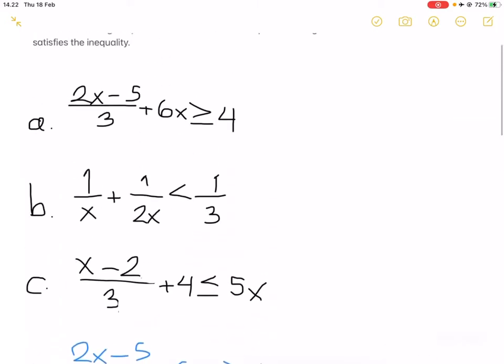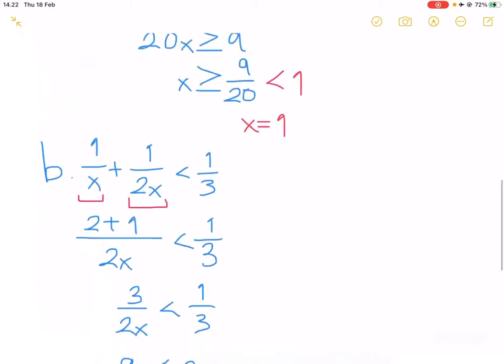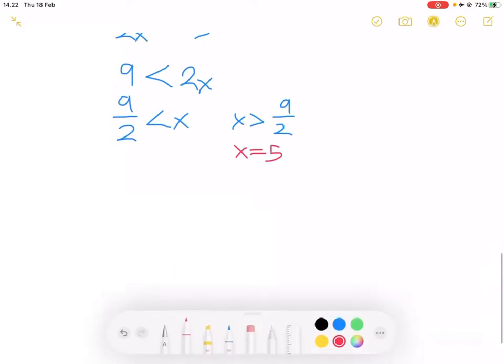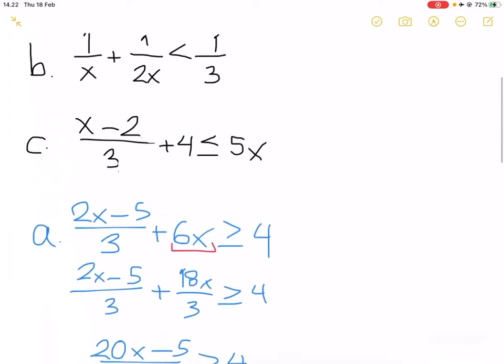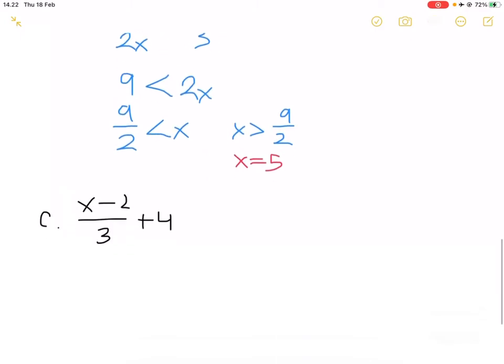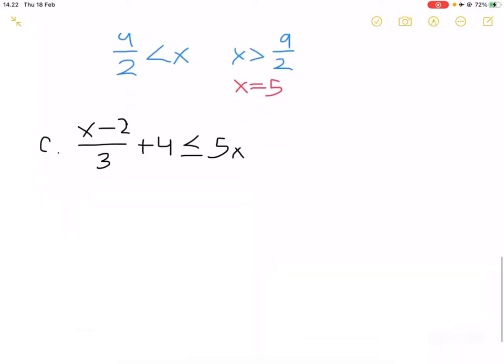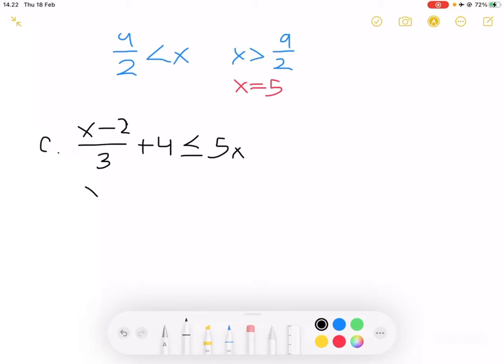So finally, the last part of this question is (x minus 2) over 3 plus 4 less than or equal to 5x. And you can just raise 4 to this fraction, so it will be just 12 over 3.